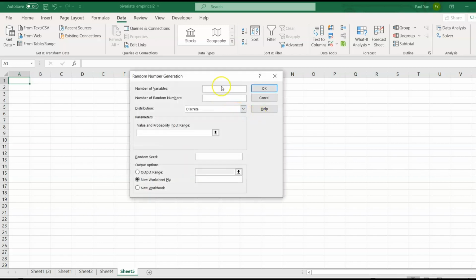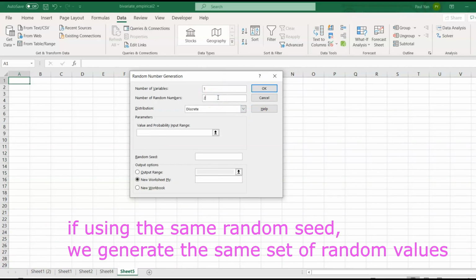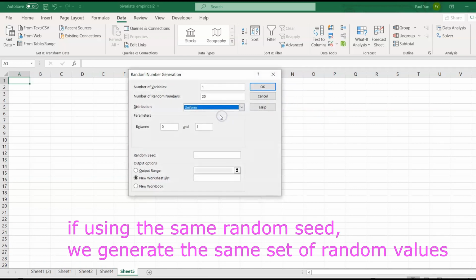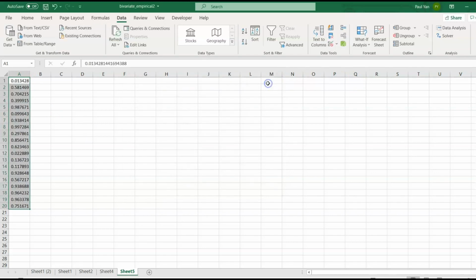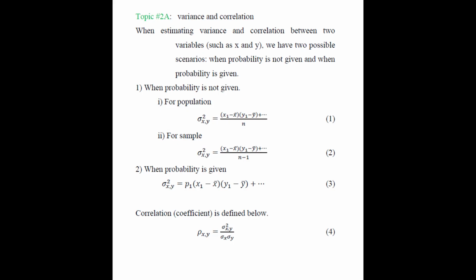So let's generate 20. So one column, and 20 random numbers. Okay. We choose from uniform, between 0 and 1. And we choose a random seed called 1, 2, 3. The output cell will be A1. So we click OK. So any student using the same random seed and the same parameters will generate the exact same set of random numbers.